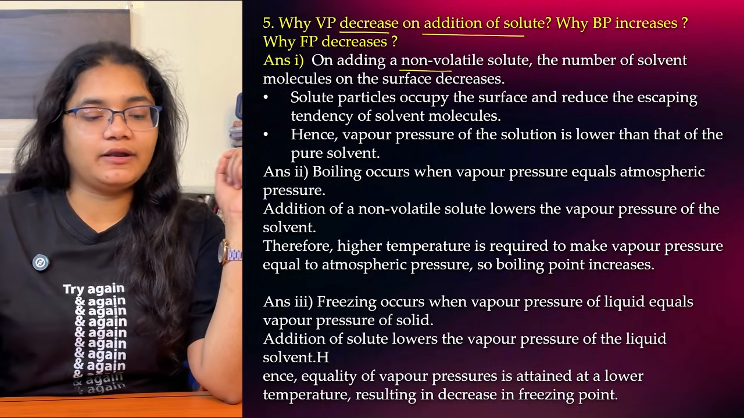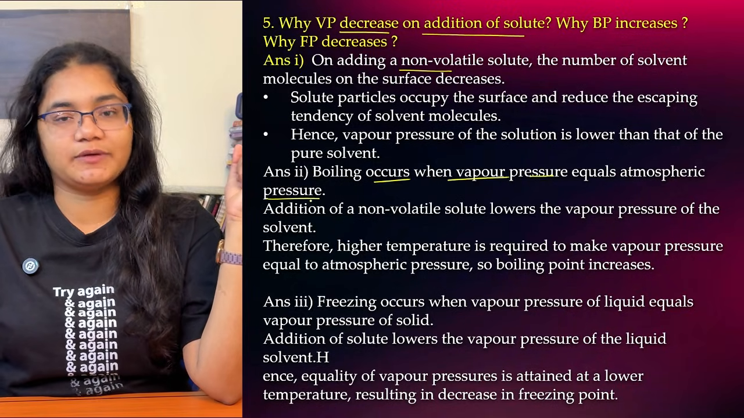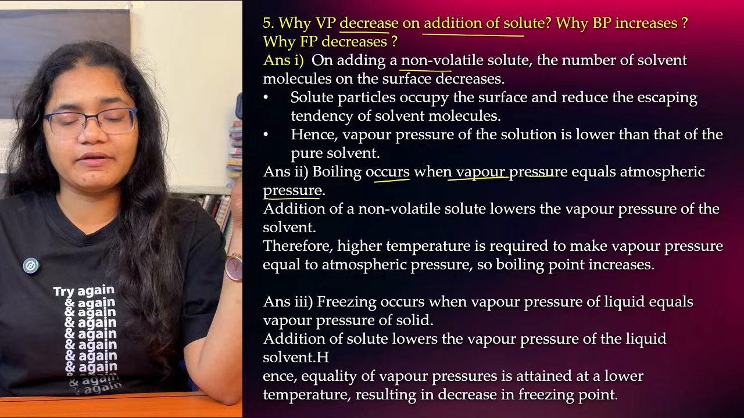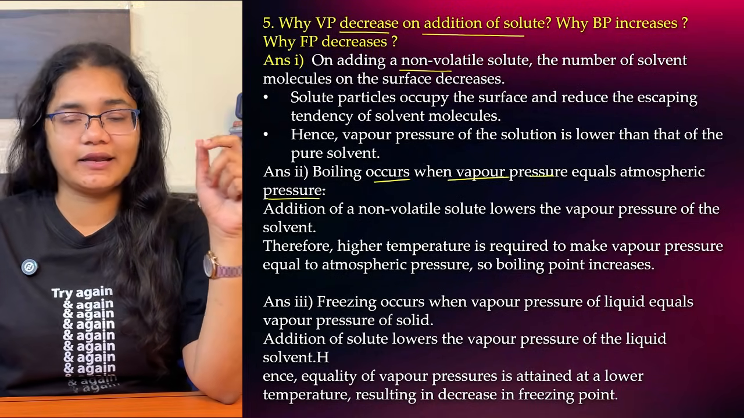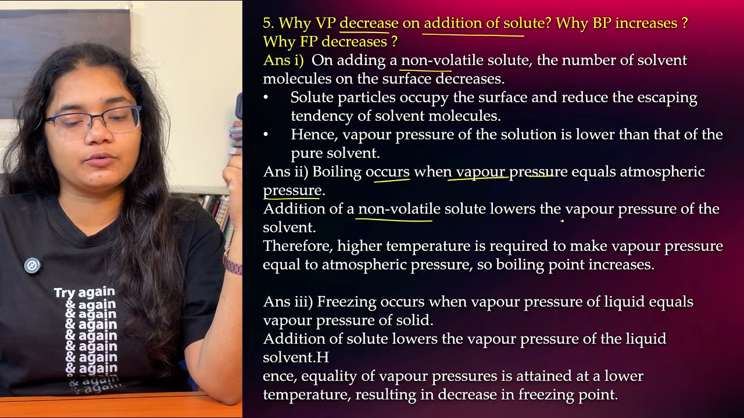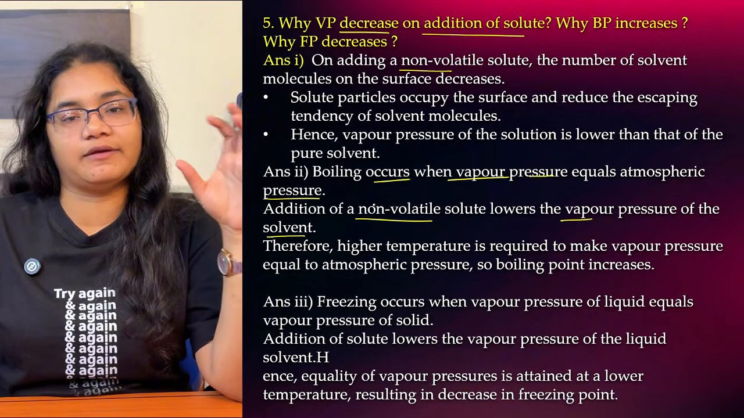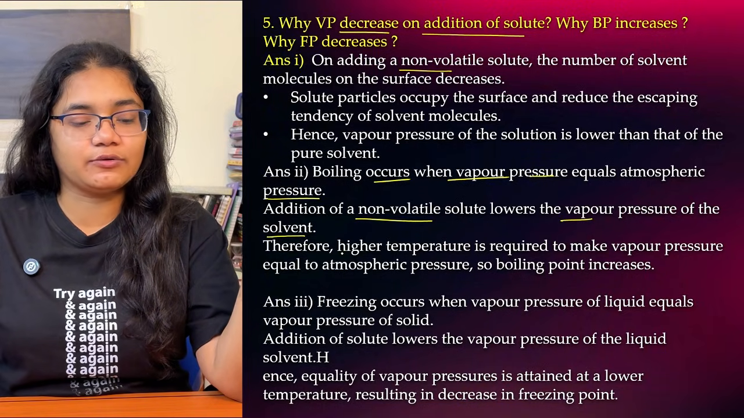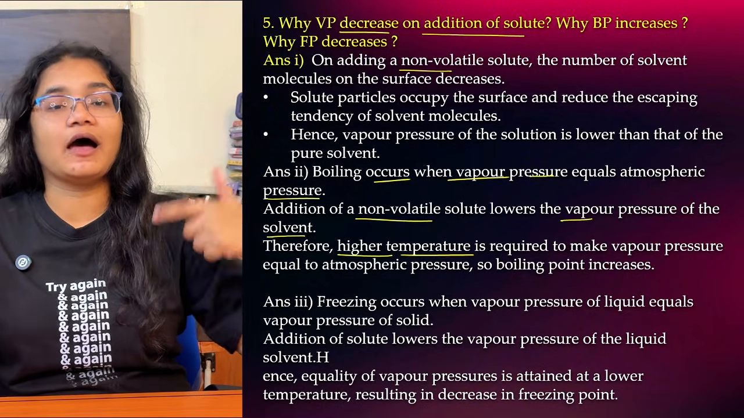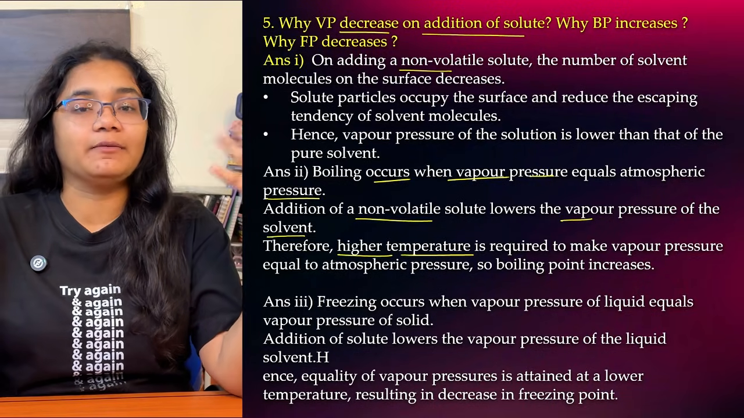Next, why does the boiling point increase? Now see, boiling occurs when the vapor pressure equals the atmospheric pressure. If the vapor pressure and atmospheric pressure are equal, then at that temperature boiling takes place. Addition of a non-volatile solute lowers the vapor pressure of the solvent. So when you add a non-volatile solute, the vapor pressure decreases. That is why you need to heat the solution to a higher temperature so that its vapor pressure can match the atmospheric pressure.